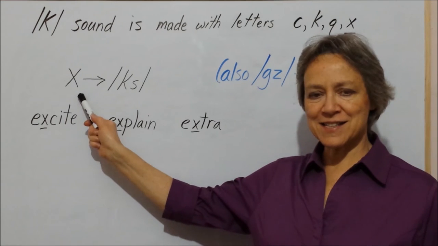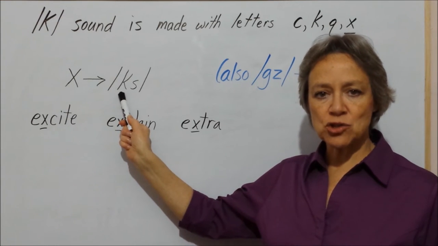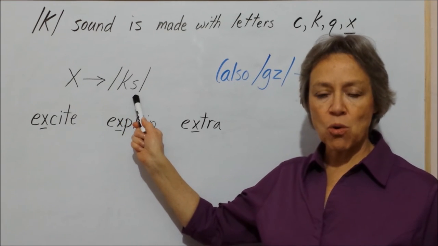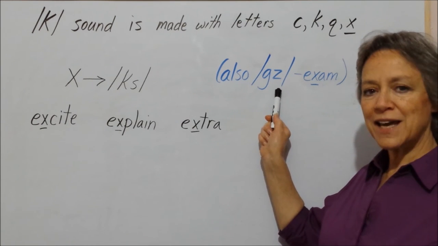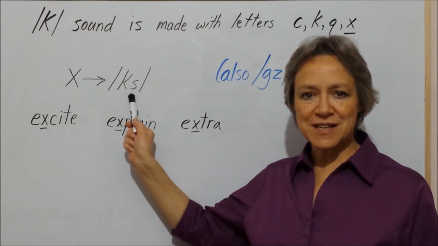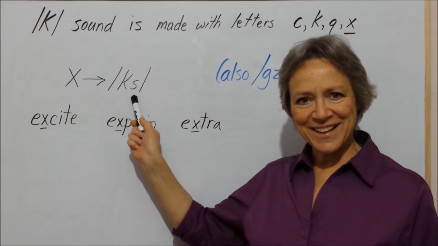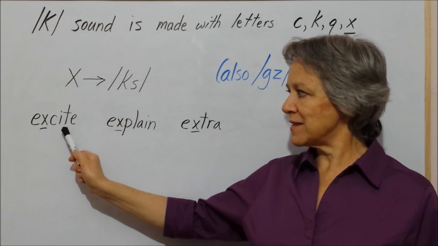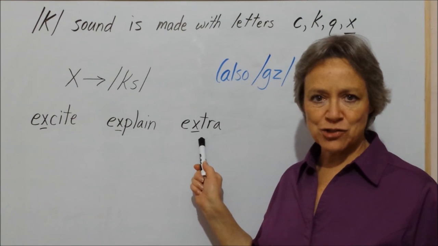The letter X can make the k sound. The letter X always makes two sounds. It can make k plus s, or it can make g plus z. In this video, I will be talking about the letter X when it makes the k plus s sounds. Together, these sound something like x, okay? And X makes these two sounds in these three words. This is excite, explain, extra.